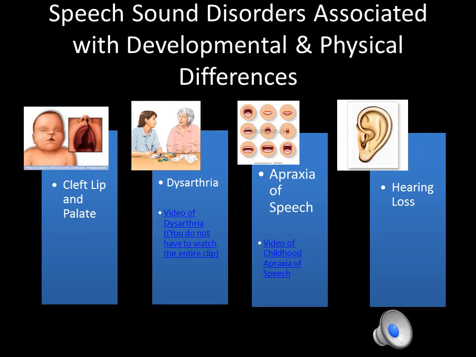So cleft just means opening. Children may exhibit clefts of the lip, hard palate, or soft palate. It can be unilateral on one side, as pictured here on your slide, or it can be bilateral on two sides. And they all have the potential to affect the development of a child's speech. It can be just the cleft of the soft palate, just the hard and soft palate. It can be the lip, hard and soft palate, or it can be all the way up through the nose as you see here.